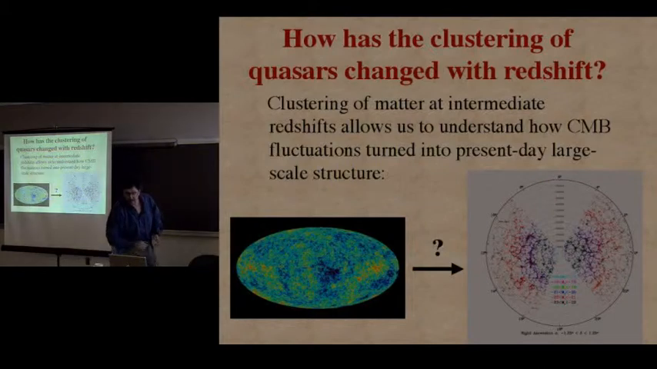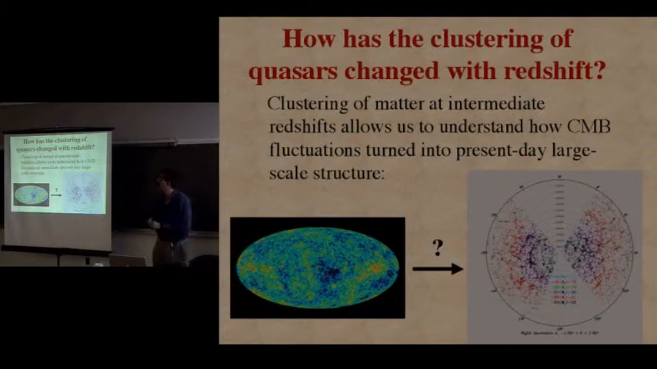So let's start that discussion. The scientific question here is, how does the clustering of quasars change with redshift? And we first want to remind ourselves why that is an interesting question.